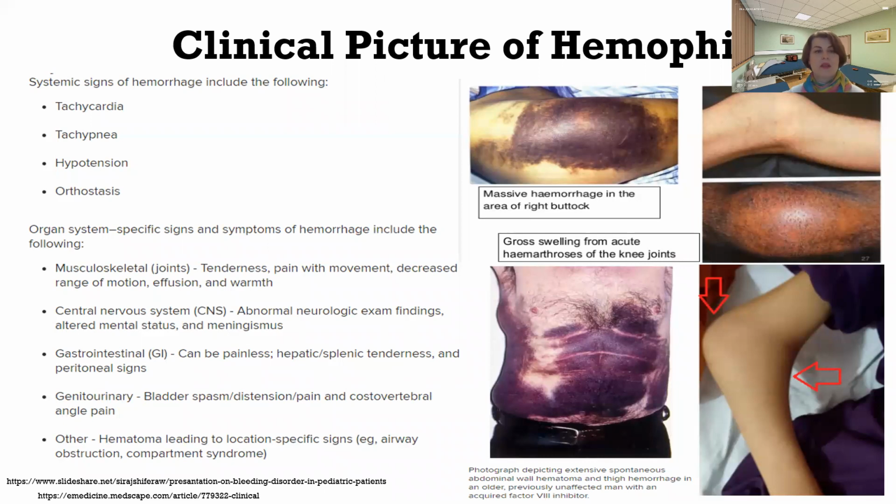Tachypnea and tachycardia can appear as a compensatory mechanism for the blood loss and decreased oxygen delivery due to the loss of blood and red blood cells. Hypotension represents a reaction to the volume loss, so there is less blood volume in the system and less ability to maintain the pressure.